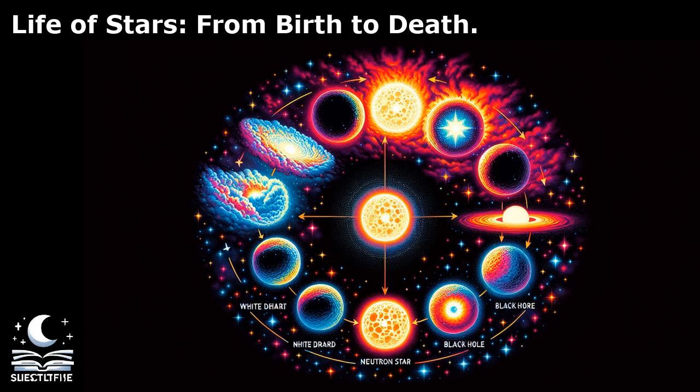Black holes are the most extreme stellar remnants. They form when massive stars collapse under their own gravity, creating a region of space-time where gravity is so strong that nothing, not even light, can escape. Black holes come in different sizes, from stellar mass black holes to supermassive black holes found at the centers of galaxies. These stellar remnants play a crucial role in the evolution of galaxies and the universe as a whole, shaping the cosmic landscape in ways we are only beginning to understand.